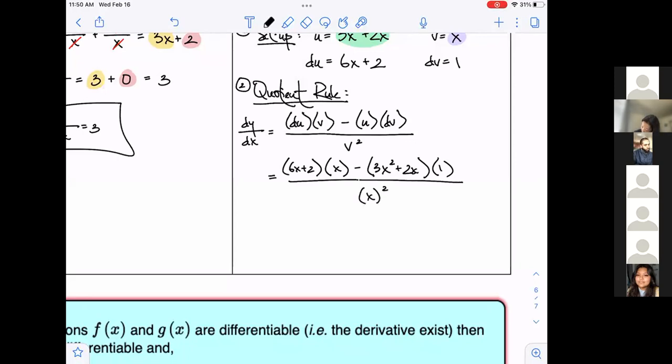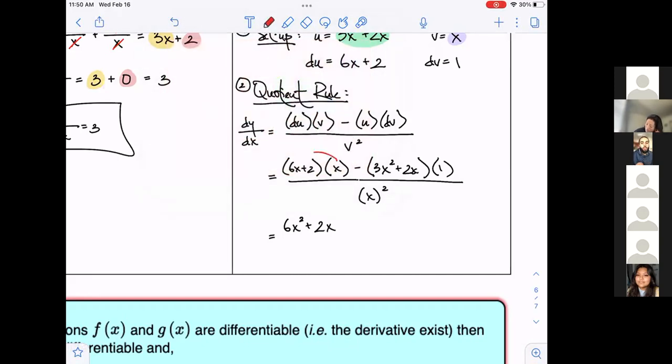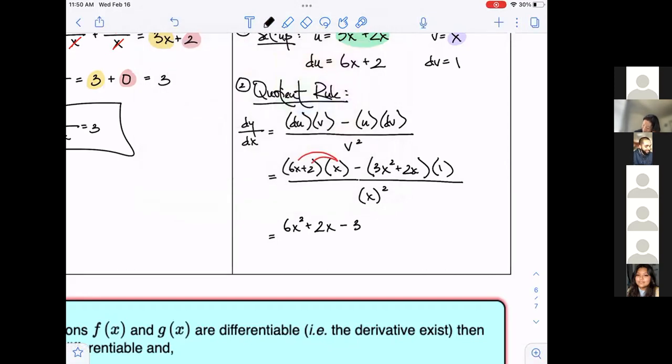Okay. All right, let's simplify. 6x squared plus 2x. Where did I get that from? You're just multiplying the x to both items in the parentheses. Exactly. We're distributing here, right? There you go, distributing. All right, minus 3x squared plus 2x all over x squared. What mistake did I make?